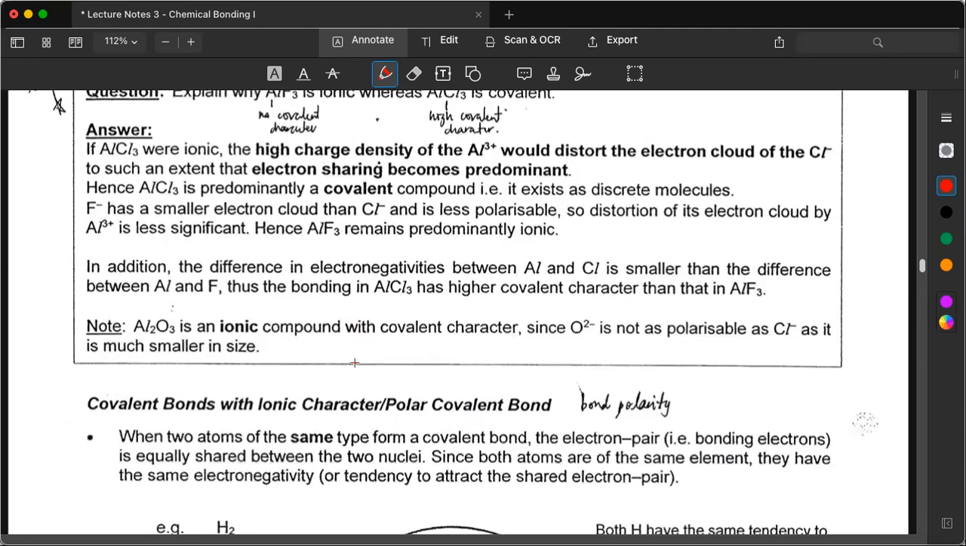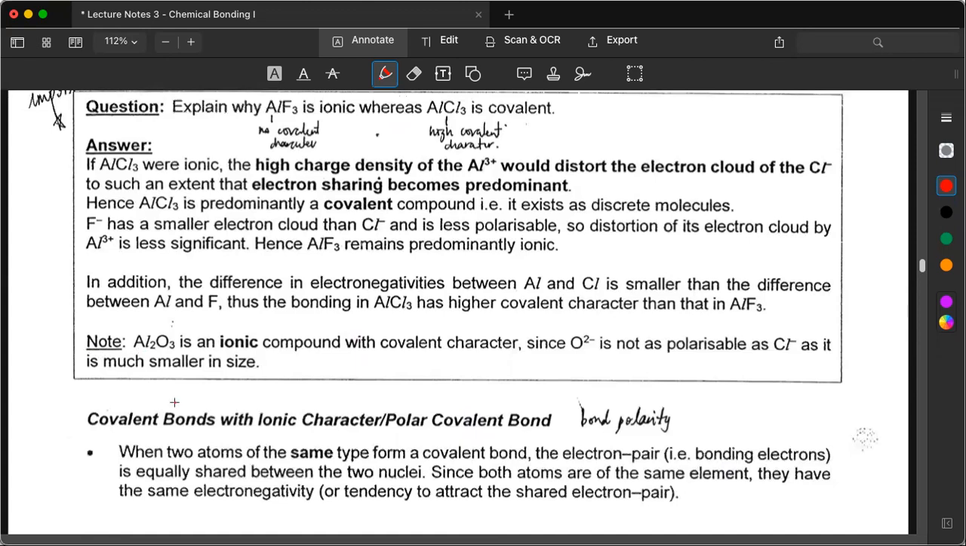And if we consider another example, aluminum oxide, it is ionic with covalent character because the oxide ion is still not so polarizable as it is much smaller in size.